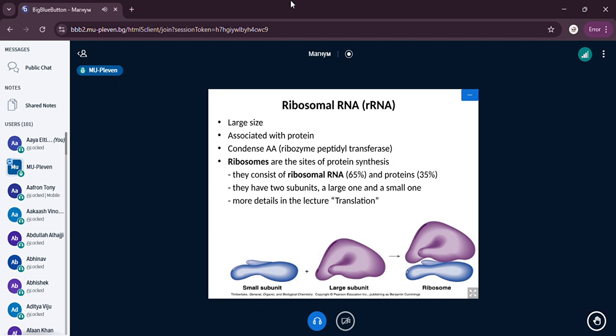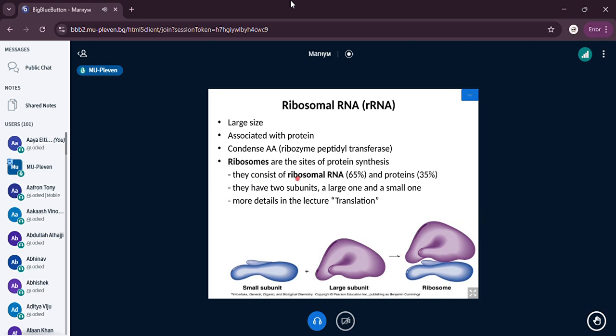The genes contain information not only for messenger RNAs. Genes in DNA contain information also for other types of RNAs, namely ribosomal, transfer, and other heterogeneous RNAs. The ribosomal RNA is characterized as the longest among the RNAs, and when it is functional, it is associated with proteins in the content of large and small ribosomal subunits. And it is able to condense amino acids because of the function of the peptidyltransferase ribozyme in the content of the large subunit.